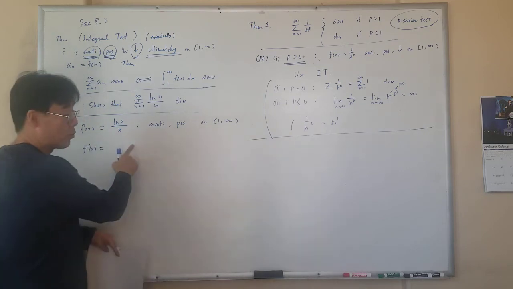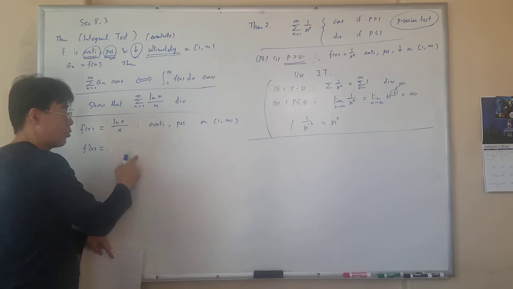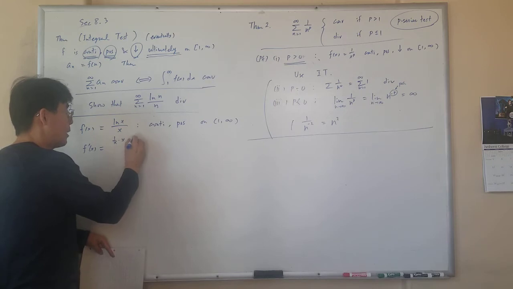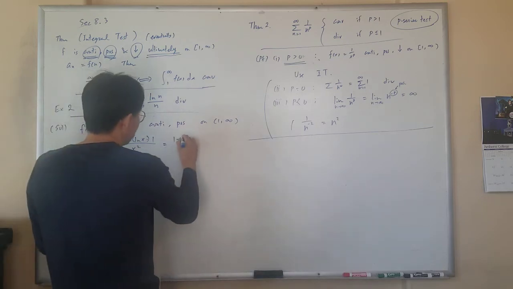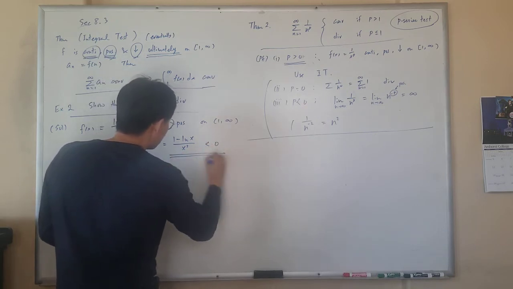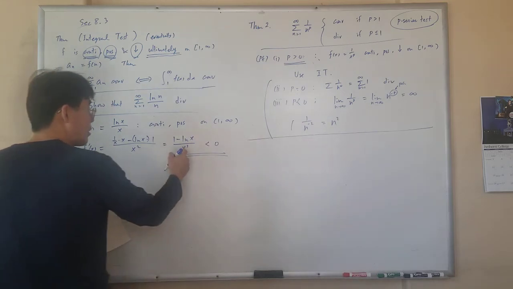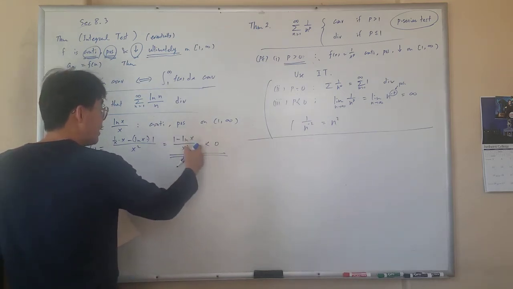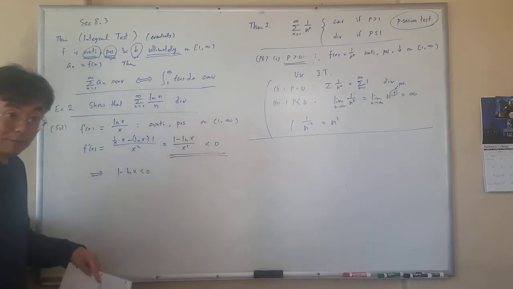Quotient rule: this is f over g, then f prime g minus f g prime over g squared. f prime is 1 over x, times g of x, minus f times g prime, which is 1, over g squared. Now we want to know when your derivative is negative, so that it's decreasing. Because the denominator is positive, for the whole thing to be negative, your numerator has to be negative, right?